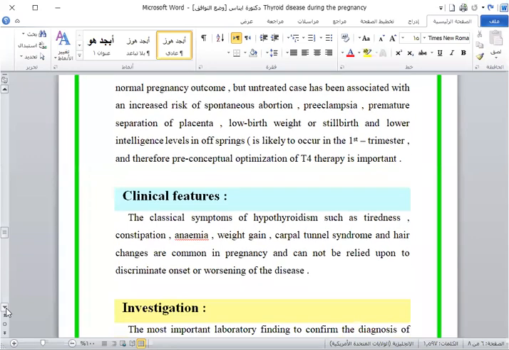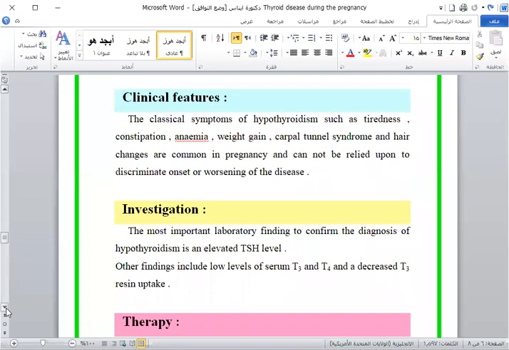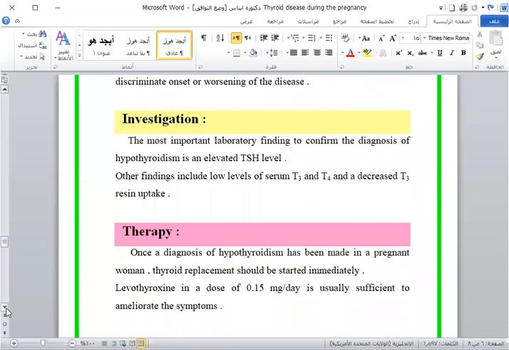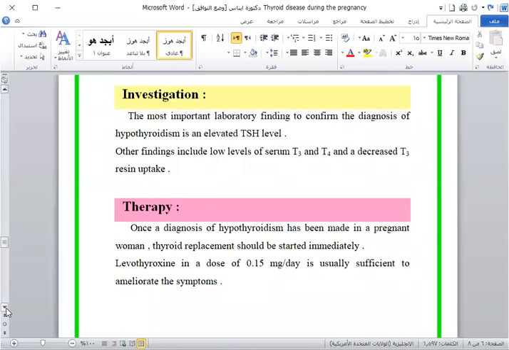How can we diagnose by investigation؟ اذا الكلينيكالي ما نقدر نشخص الهايبوثايروديزم، لازم نشخصها by blood test، اللي هو important laboratory finding to confirm diagnosis of hypothyroidism. راح نلاقي elevated thyroid stimulating hormone level, TSH high. Other finding نلقى low level of free serum T3 and free serum T4، حيكون قليل. Okay.